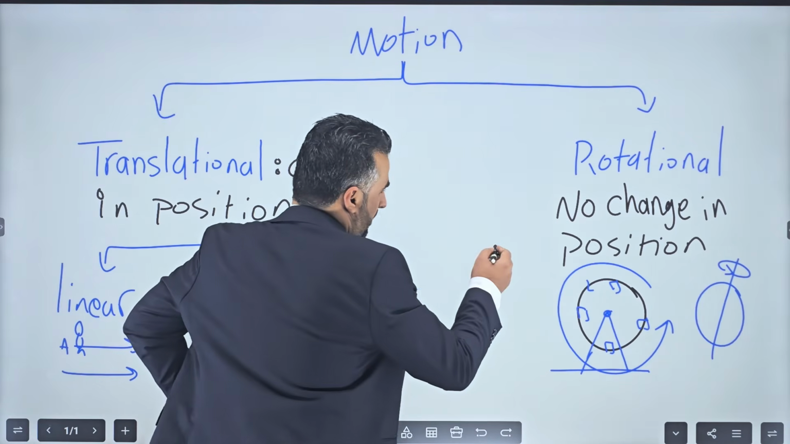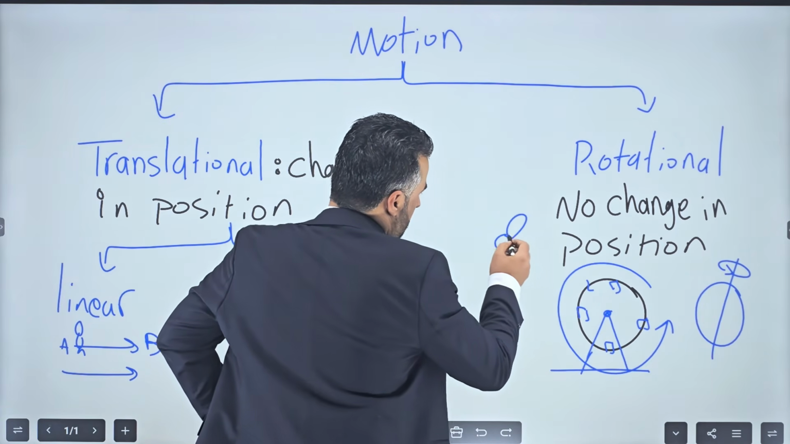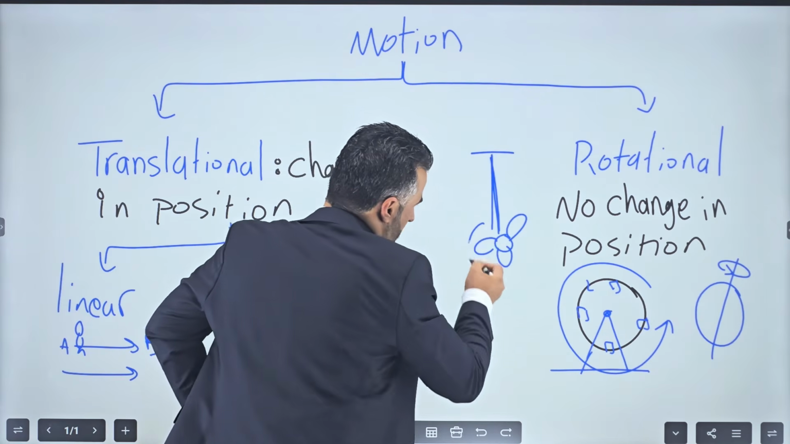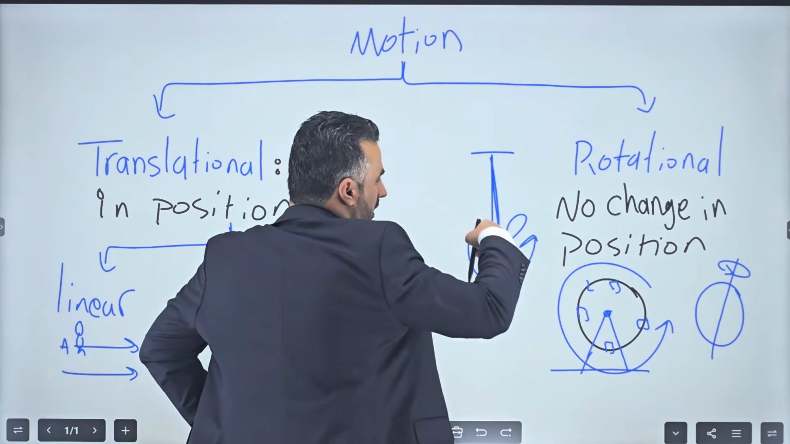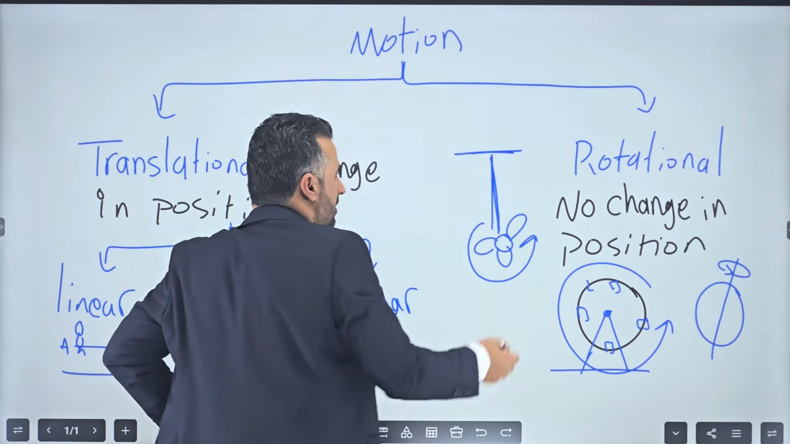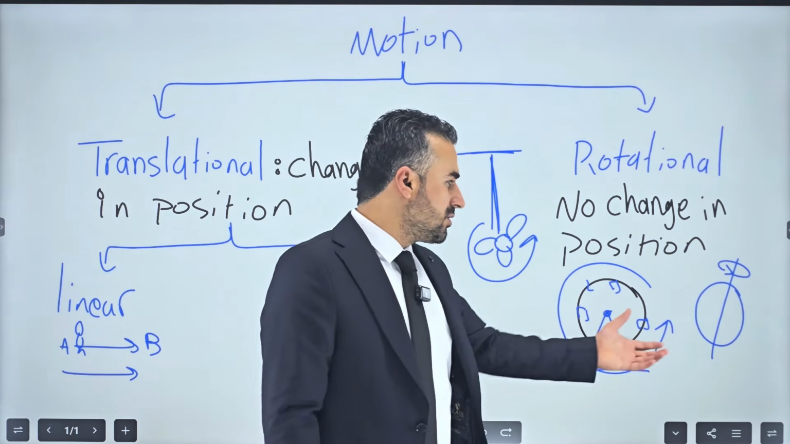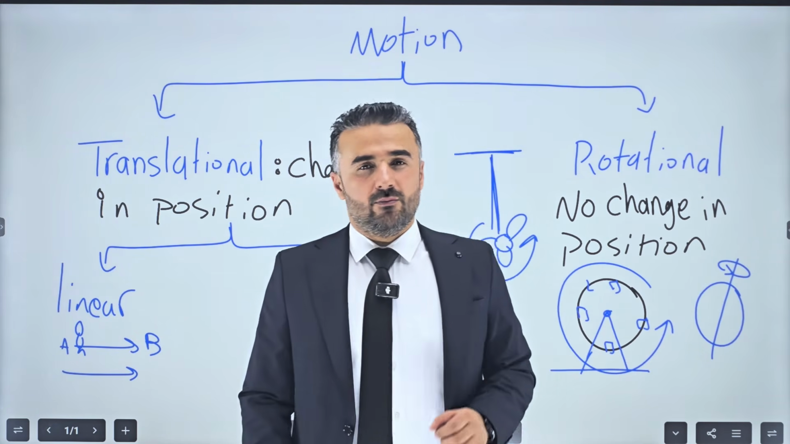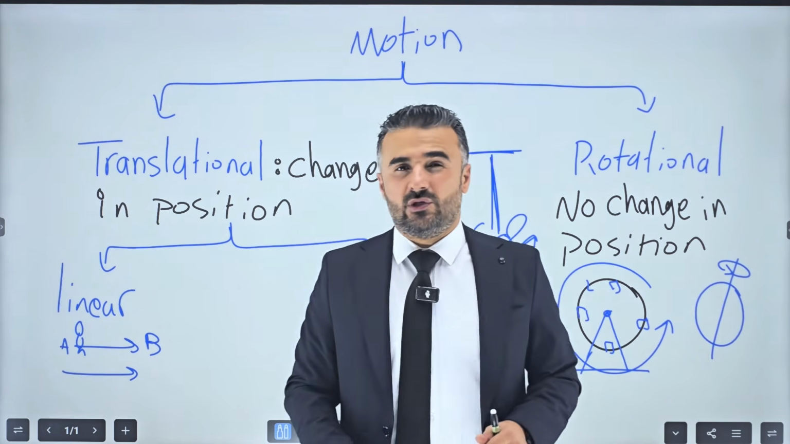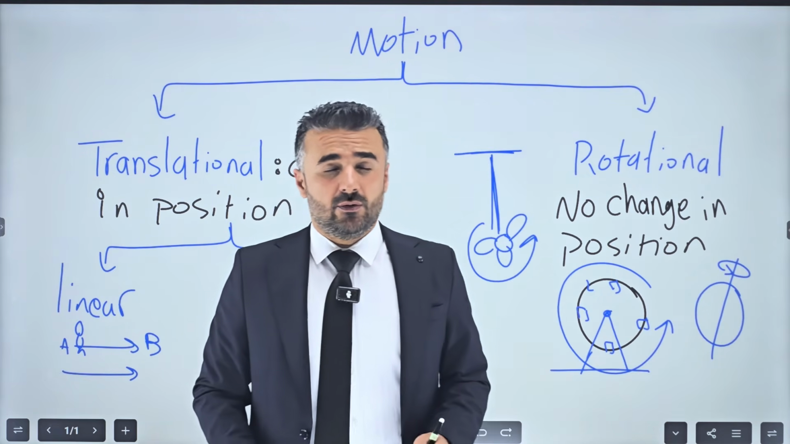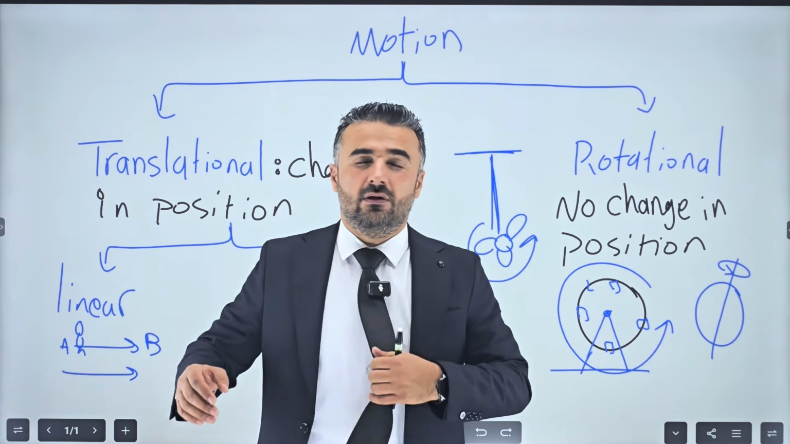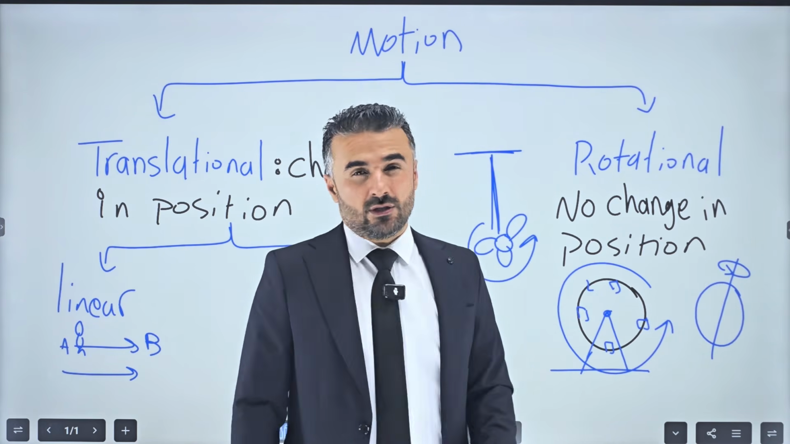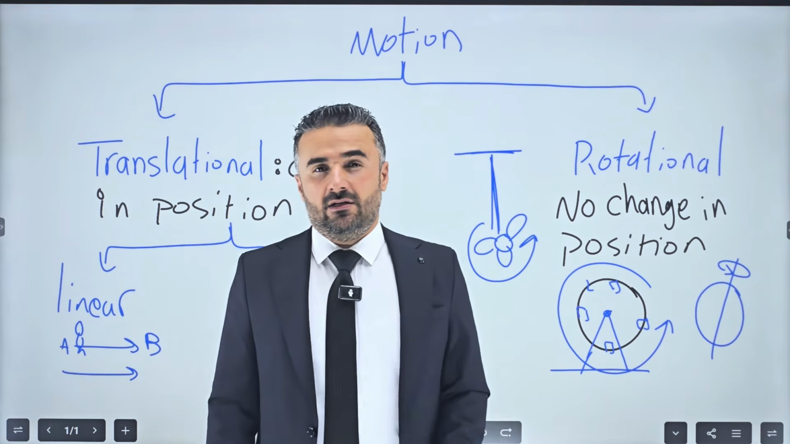Of course, there are more examples here. Another example is this fan that is attached to the ceiling. Now you can see that the blades of the fan are rotating, are spinning, but does the fan change its location? The answer is no. So these are some of the examples that we can have for rotational motion. So now, how do we differentiate between translational and rotational? We said in translational, the object must change location, while in rotational, there is no change in location.